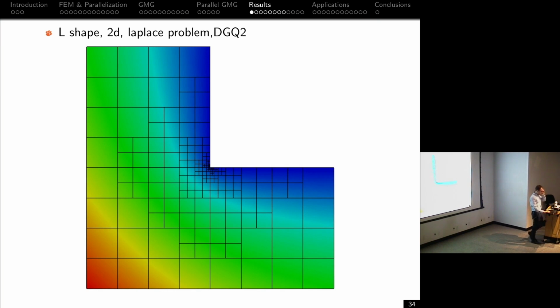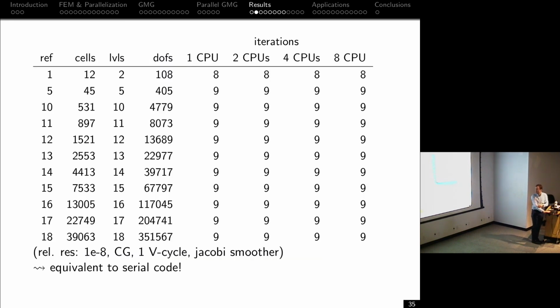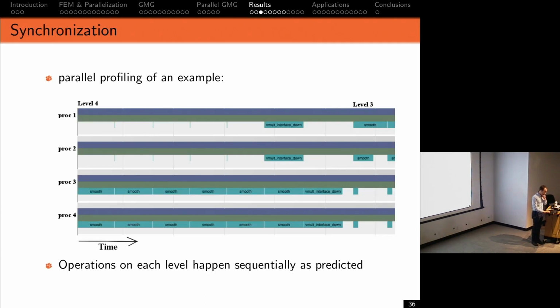Before I talk about the imbalance, let's just look at if the method works. So this is a discontinuous Galerkin simple Laplace problem in an L-shaped domain where I have a singularity, so I want to refine into it. And it doesn't matter on how many processes I run, it's equivalent, right? So it's a geometric multigrid method that's independent of the processors. When I look at this, I can actually confirm this.